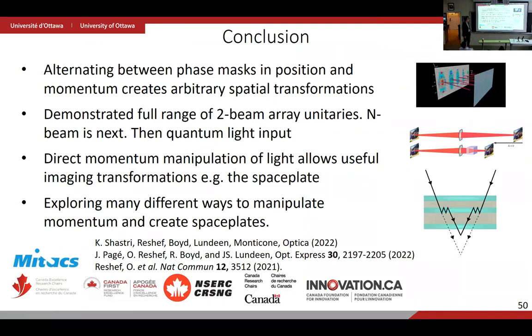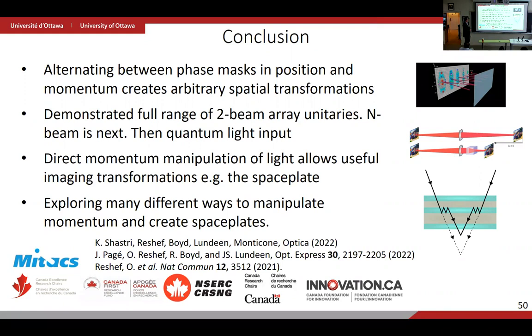And so, to finish, I've shown you how you can alternate between phase mask and position and momentum to create arbitrary spatial beam array transformations. And we've shown that you can do a full range of these unitaries, and we'd like to do now more beams to show that this works, and then finally start putting in quantum light and doing some of these interesting quantum experiments with this device.